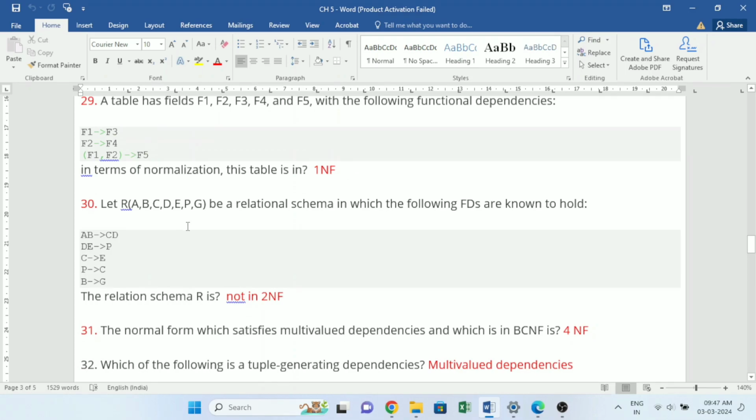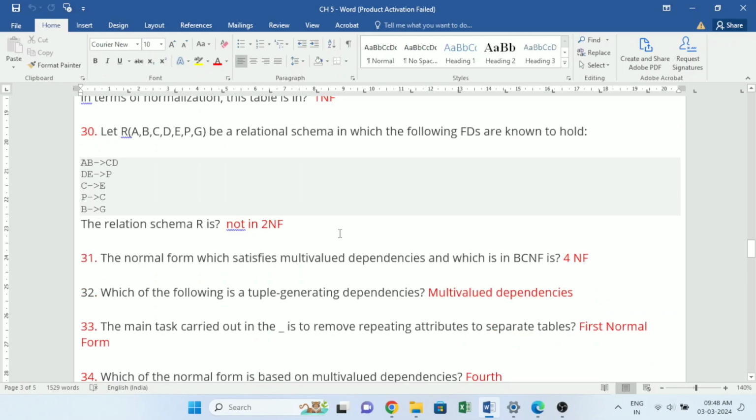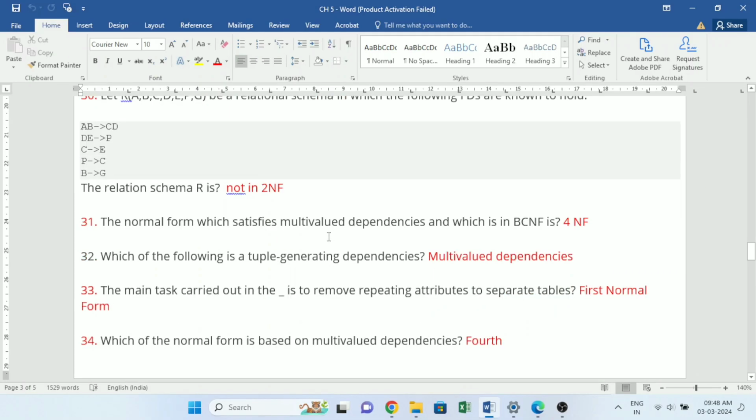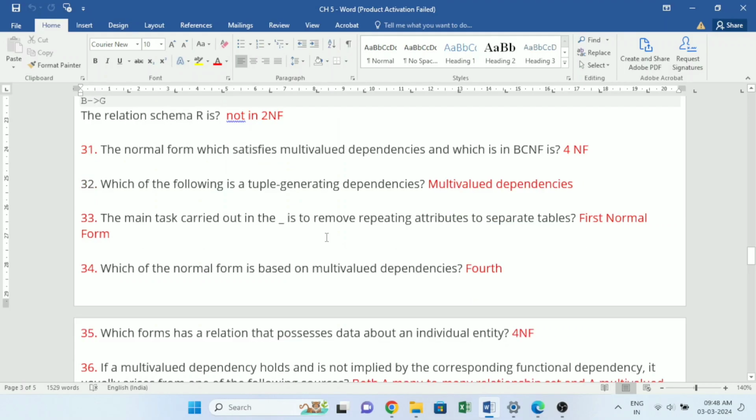30. Let R, A B C D E P G, be a relational schema in which the following FDs are known to hold: UB-CD, D-P, C-E, P-C, B-G. The relation schema R is not in 2 NF. 31. The normal form which satisfies multivalued dependencies and which is in BCNF is 4 NF.